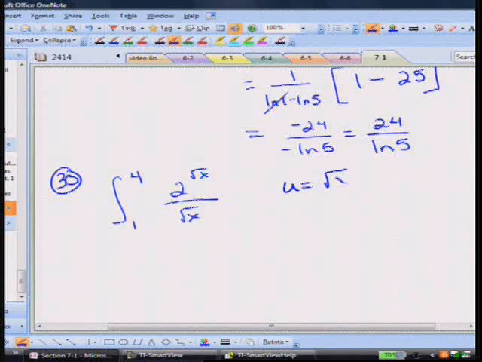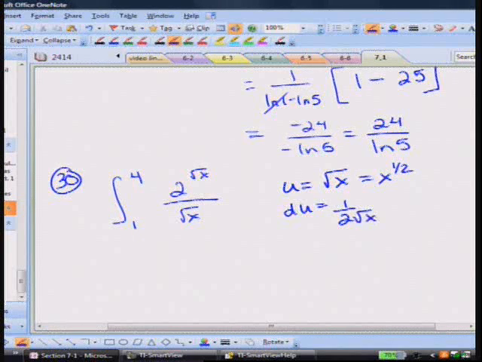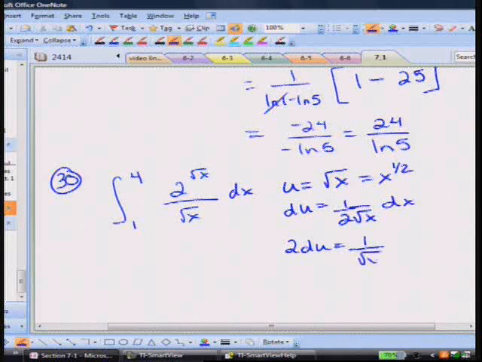How about square root of x? So du is going to be what? Because this will be x to the 1/2 power. So this will be 1/2 x to the negative 1/2, so 1 over the square root of x dx. Does that feel okay? That's exactly what you have, dx over the square root of x, except for this 1/2. We're going to write this as 2 du equals 1 over the square root of x dx.